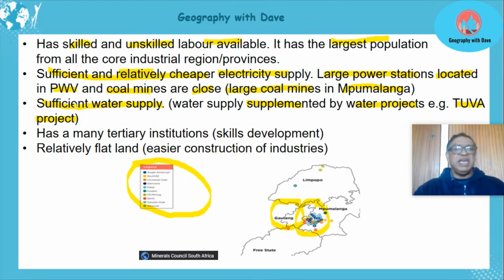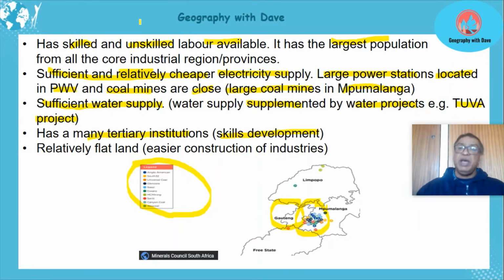There can be cases where droughts occur, and that happens. Yes, these are issues, but we have sufficient water supply. I don't want to go into this whole project; you've done it in your other grades. I know this may seem like not such a significant factor compared to the rest, but it's a contribution nevertheless. Many tertiary institutions in the Gauteng region, many universities, technikons, technical colleges. So skills development shouldn't be such an issue.